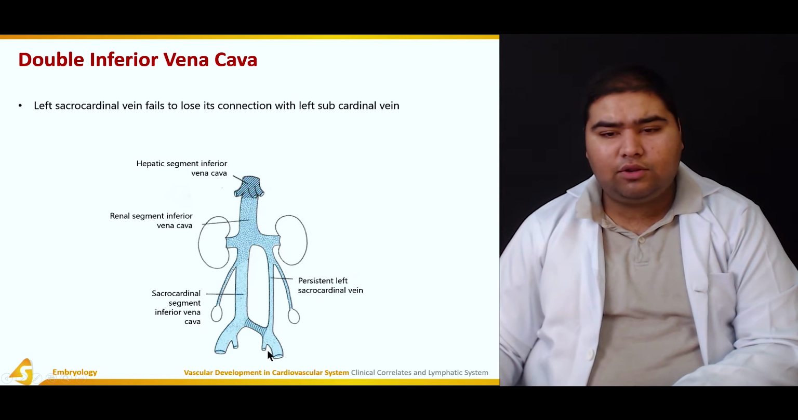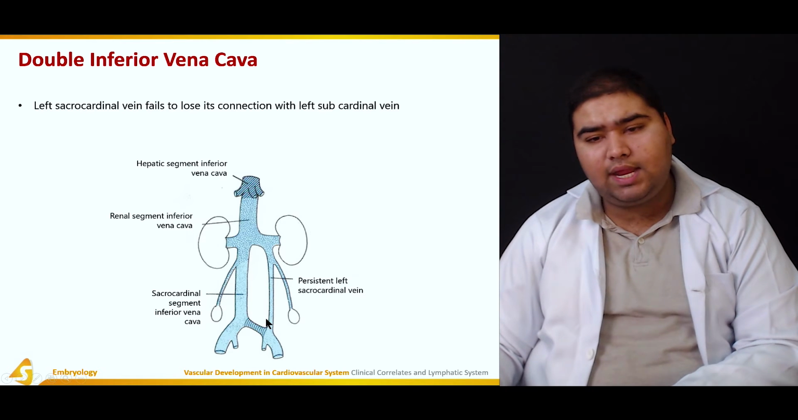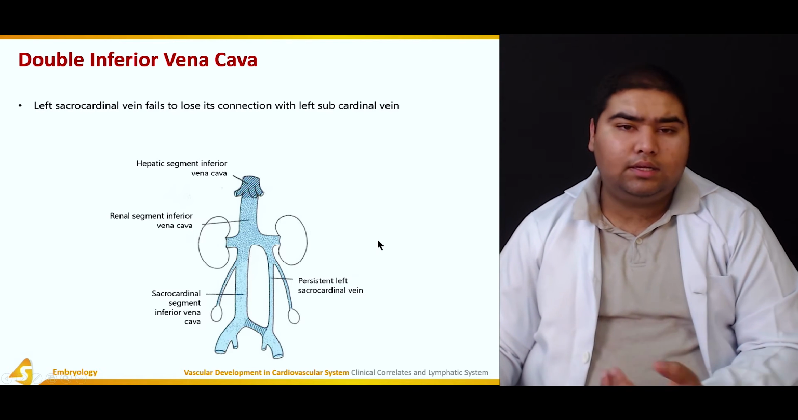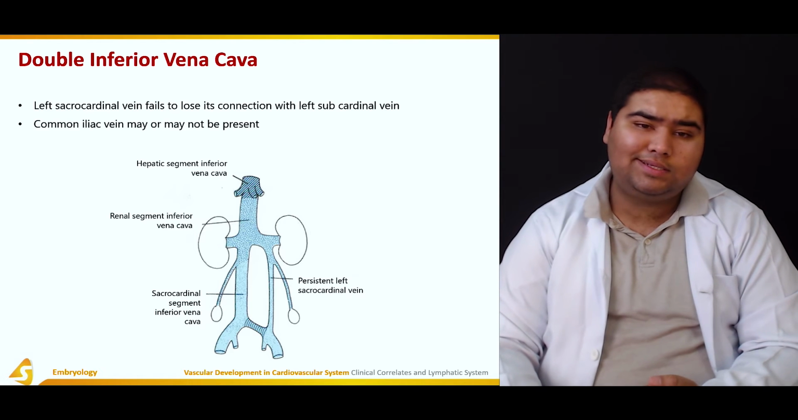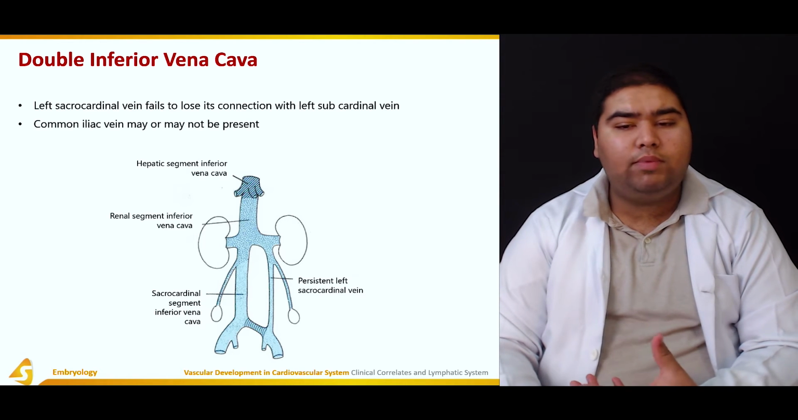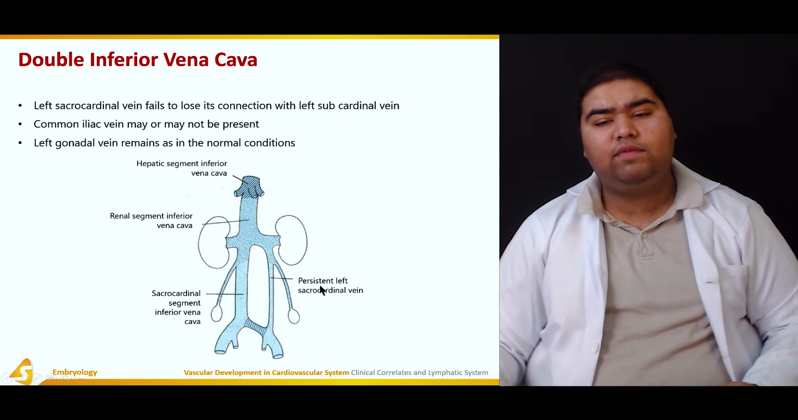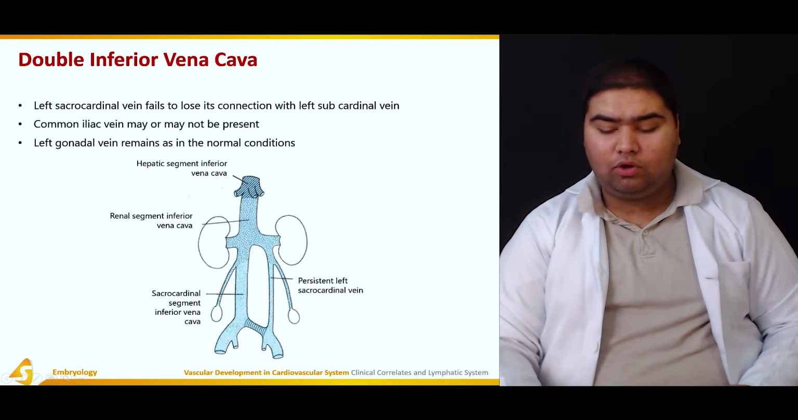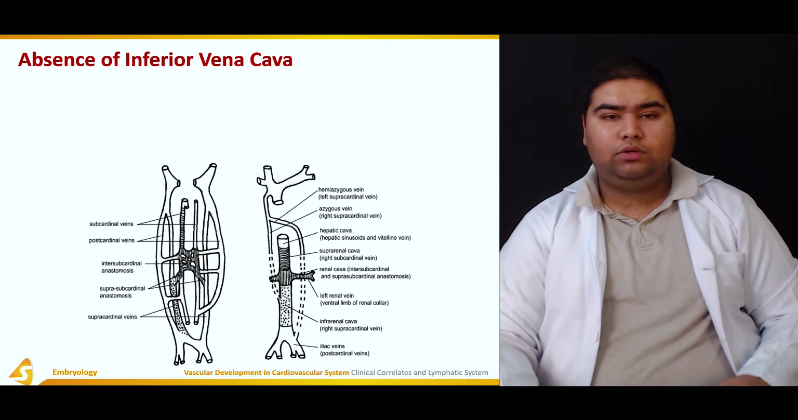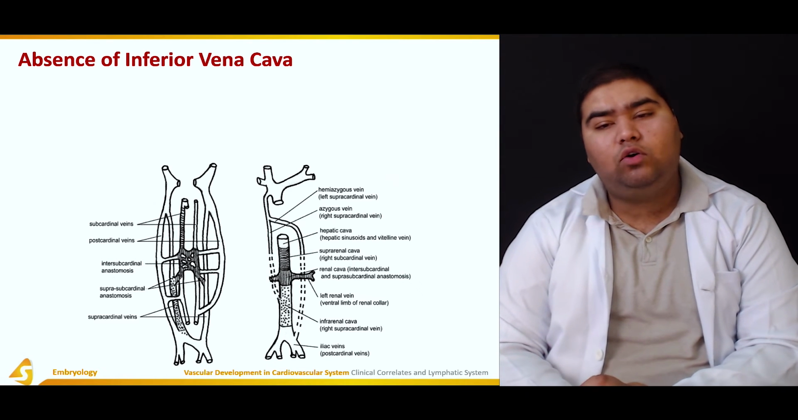So this is the sacrocardinal vein, this is the subcardinal vein, and this is the connection between the sacrocardinal and subcardinal vein that persists. Common iliac vein may or may not be present. The left gonadal vein, this is the left gonadal vein, it remains as it is in the normal conditions. So moving on, we have the absence of the inferior vena cava altogether.